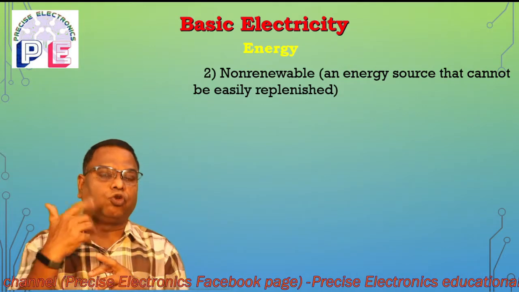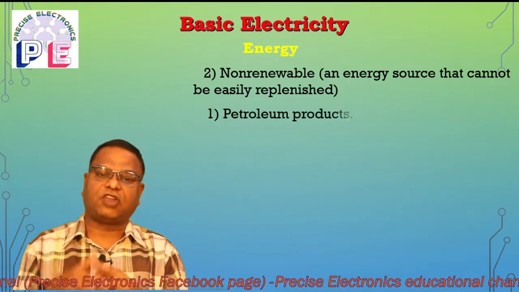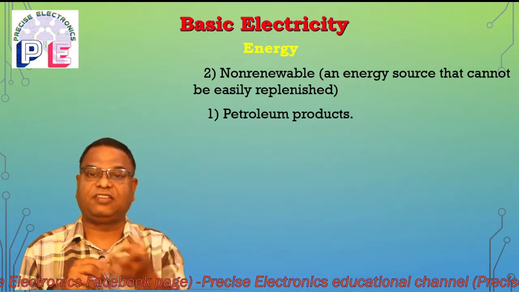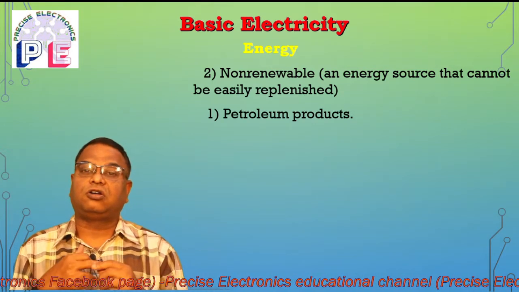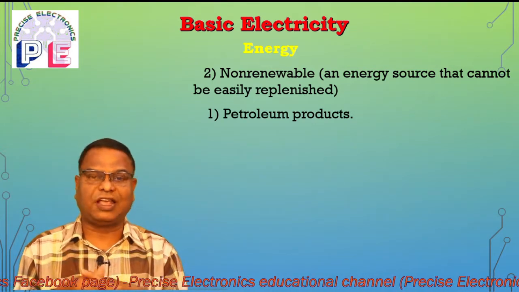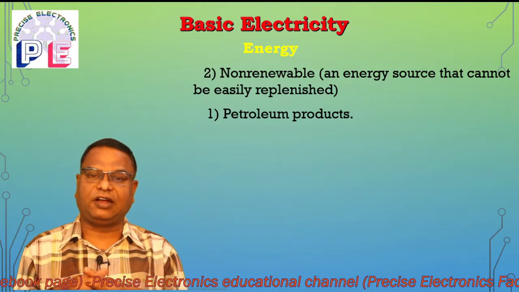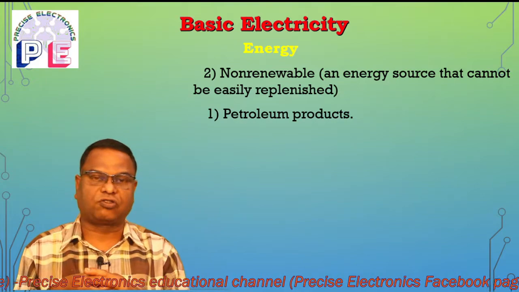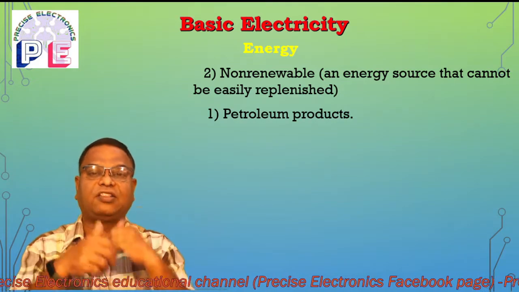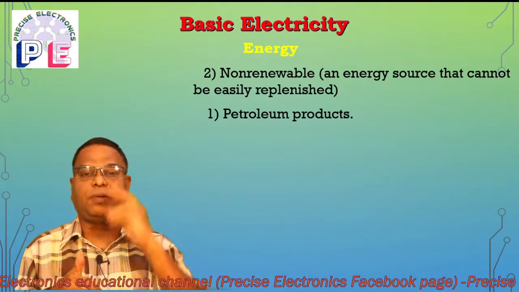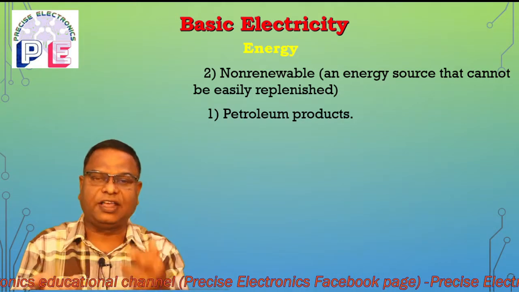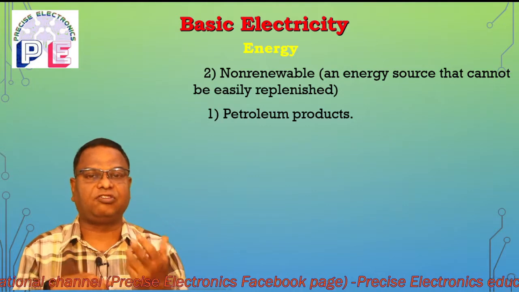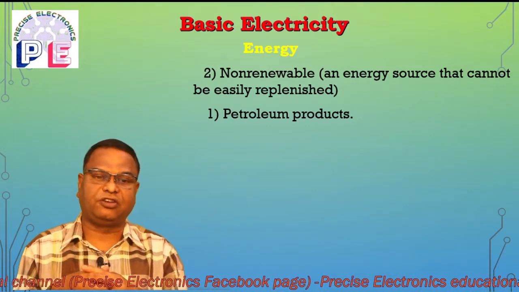The types or sources of non-renewable energy. The first type is petroleum products. That means petrol, diesel, kerosene, then charcoal, etc. Mostly petrol, diesel and kerosene are the subtypes of petroleum products. These products are used to generate energy. For example, in vehicles petrol or diesel is used. So the first type, petroleum products, produce energy which is known as non-renewable energy.